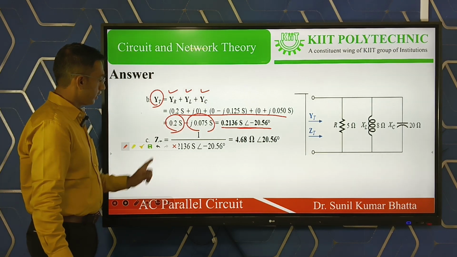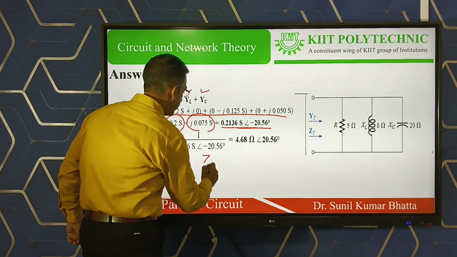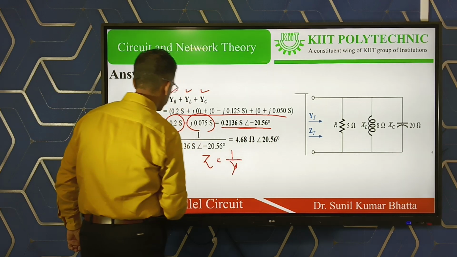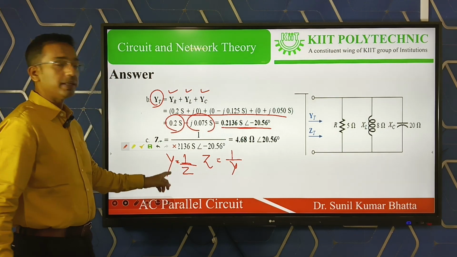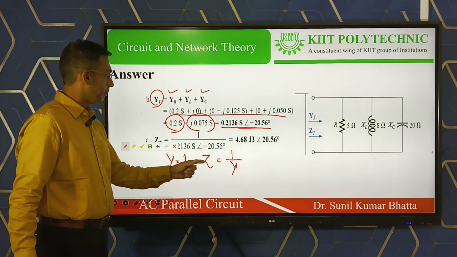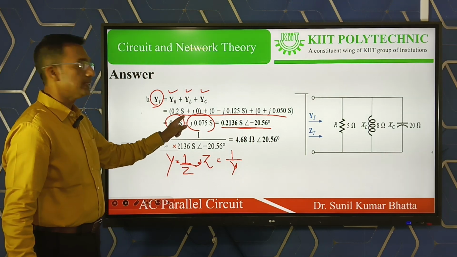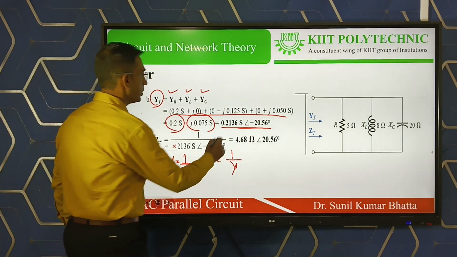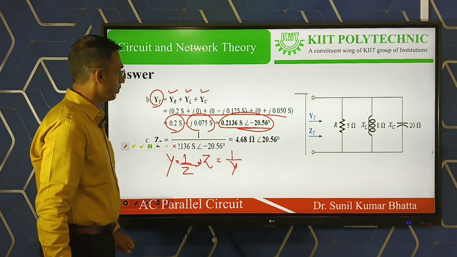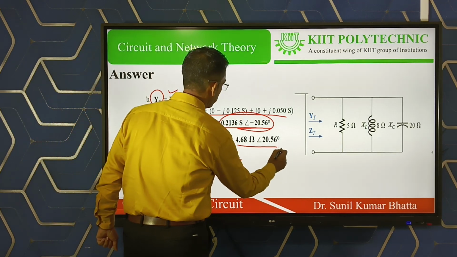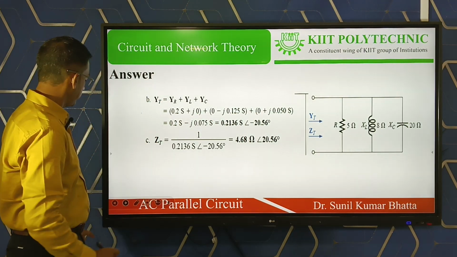Then the third, the impedance value. How is it calculated? Z equals 1 by Y, because we know Y equals 1 by Z. Y is called admittance, so admittance is the reciprocal of impedance. From this formula we can calculate Z equals 1 by Y. The total admittance is already calculated, so you just take the reciprocal and you will get 4.68 ohm. That is the impedance value. So this problem is completed.